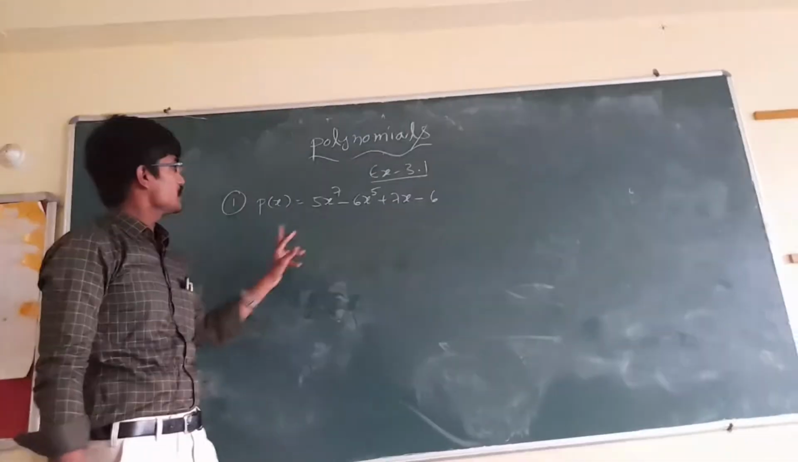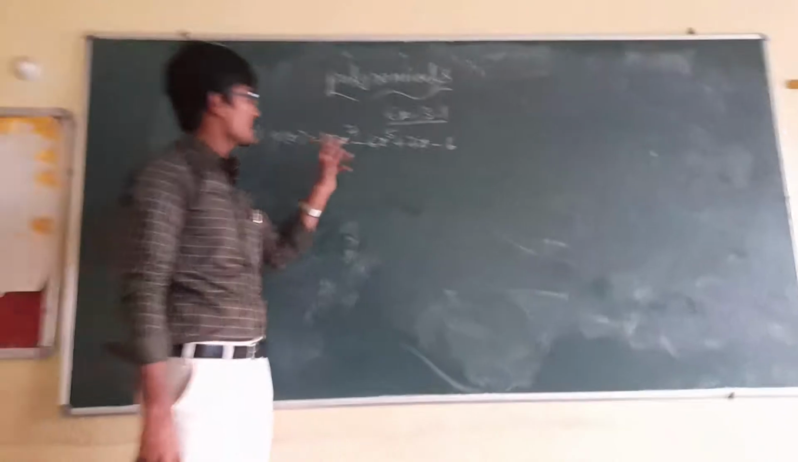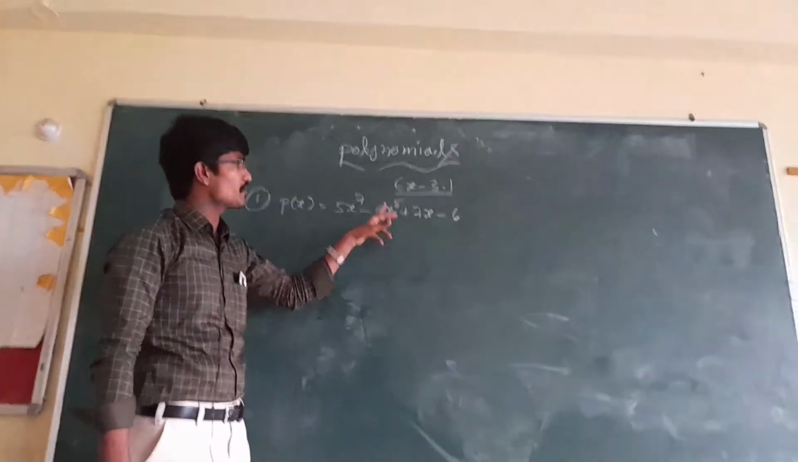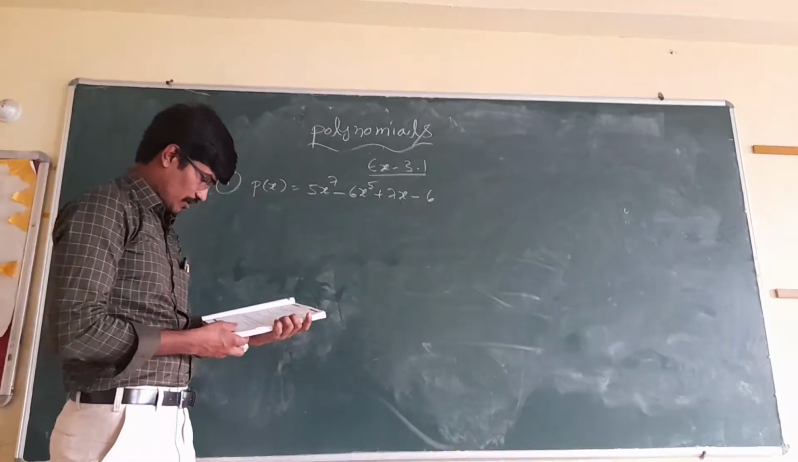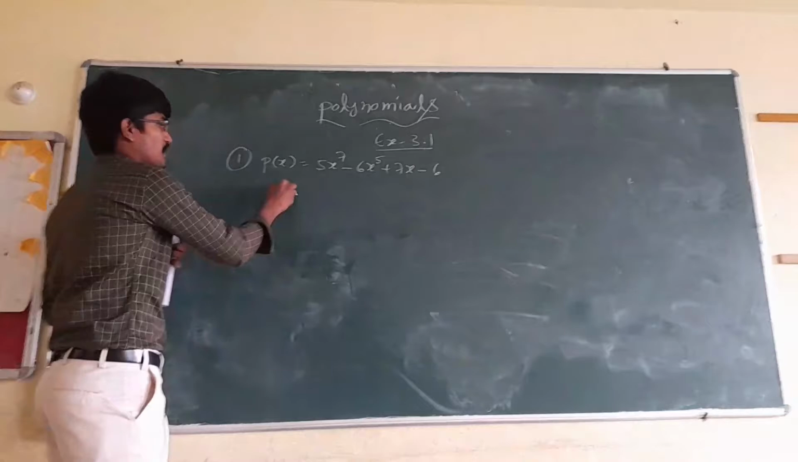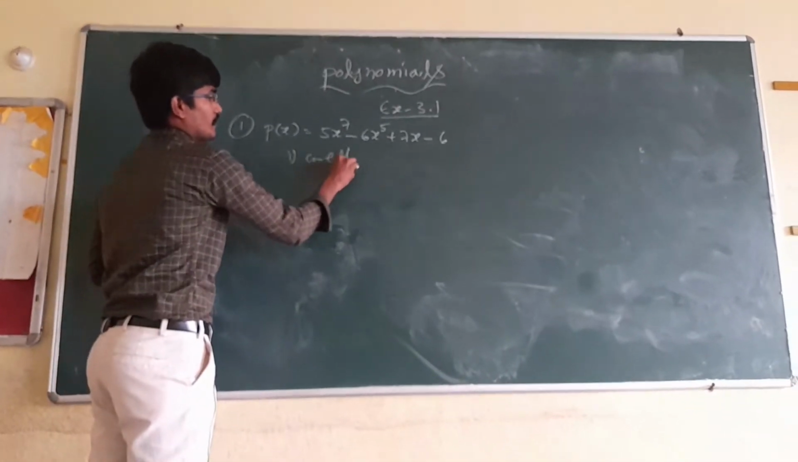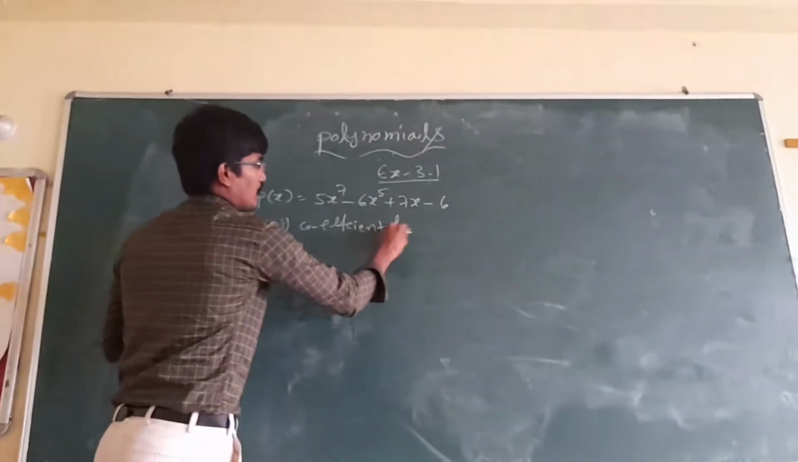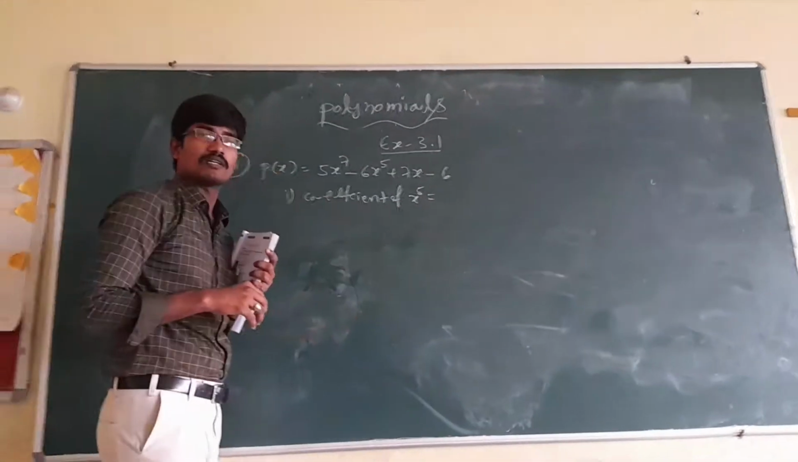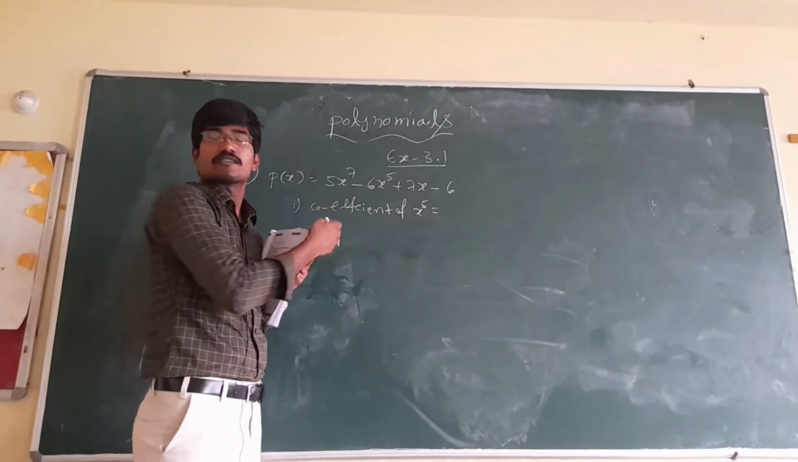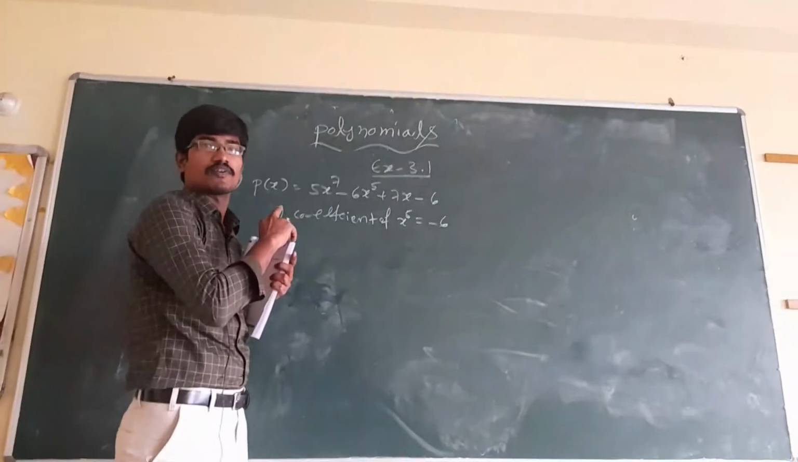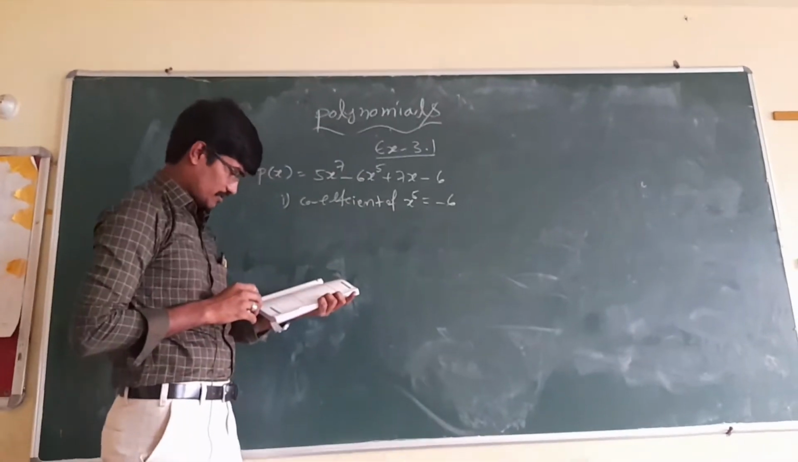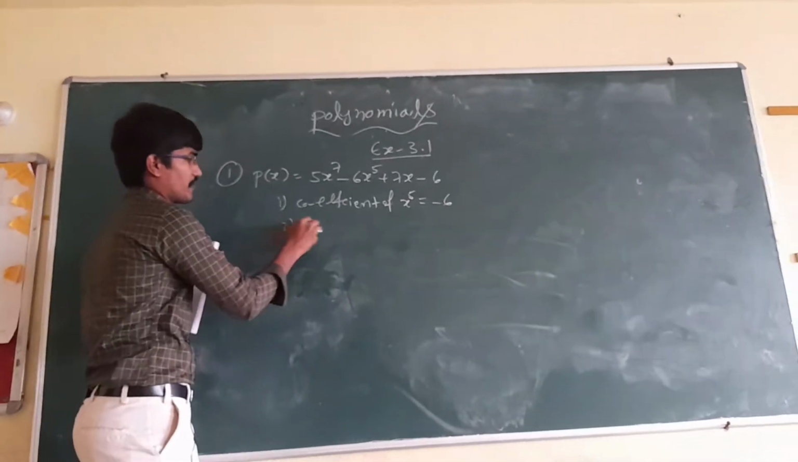Yes, we can see exercise 3.1. First question: what do they give? p of x is equal to 5x power 7 minus 6x power 5 plus 7x minus 6. They give it like this. What do they ask? First, the coefficient of x power 5. x power 5 is multiplied with minus 6, so the coefficient of x power 5 is minus 6.